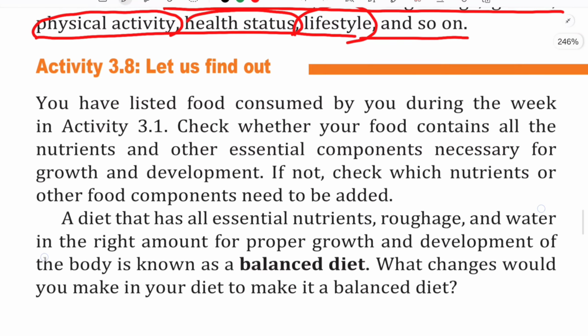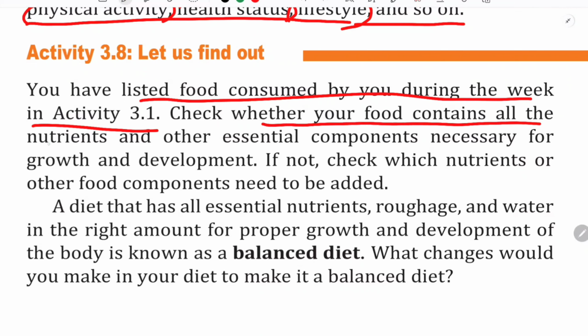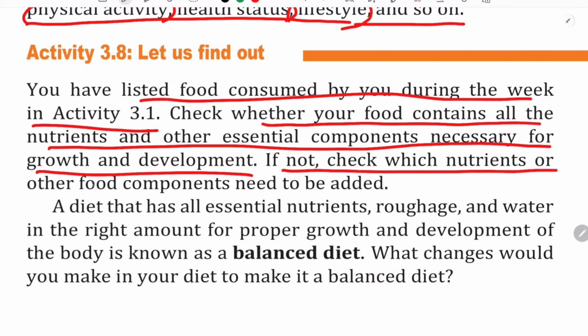So now let us find out. You have listed food consumed by you during the week in activity 3.1. We have already listed that one, isn't it? One week of food. So check whether your food contains all the nutrients and other essential components necessary for growth and development. If not, check which nutrients or other food components need to be added. Now you know which food sources contain protein, which food items contain carbohydrates, and which contain fats. I hope you have a rough idea now. So you can check whether these food items are packed with all the essential nutrients or not.